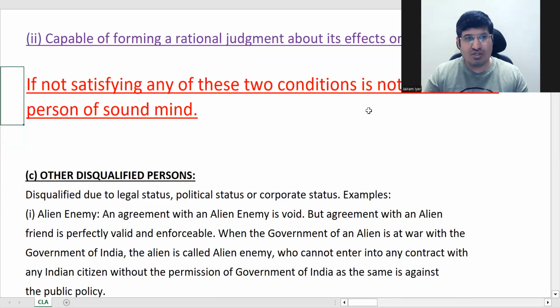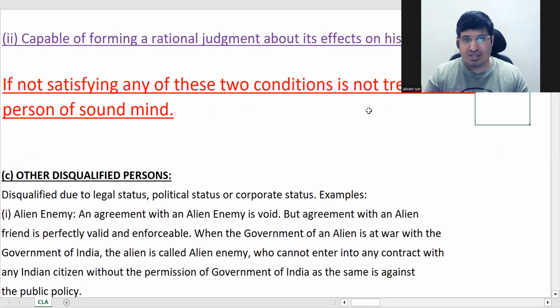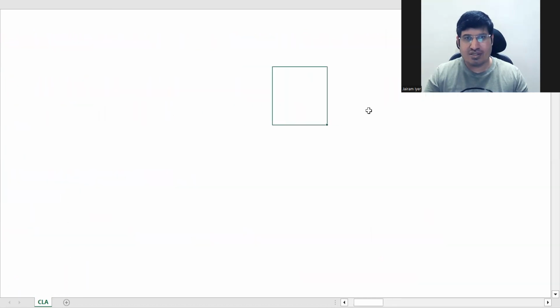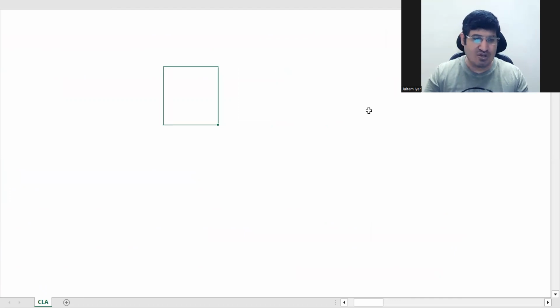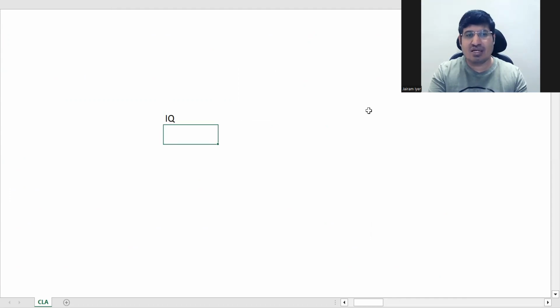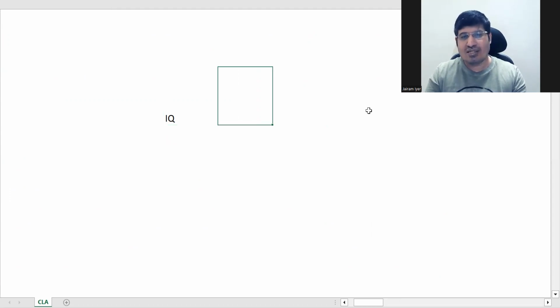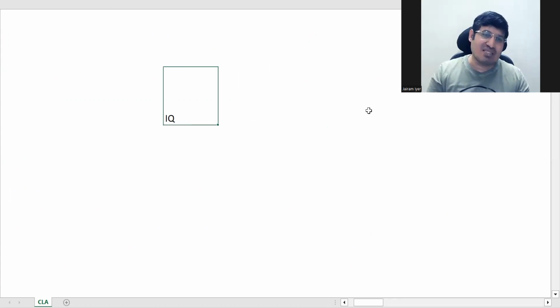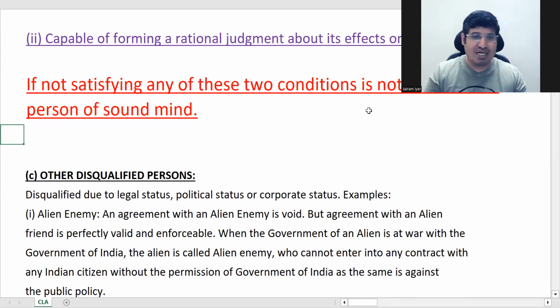Now, what is IQ? Intelligence quotient. It is judged. It has a score, and this score tells you the ability of the person to act in various circumstances. Its capability, basically. That's what we call IQ. Less IQ means less capability. Okay. Fine. So that's it.